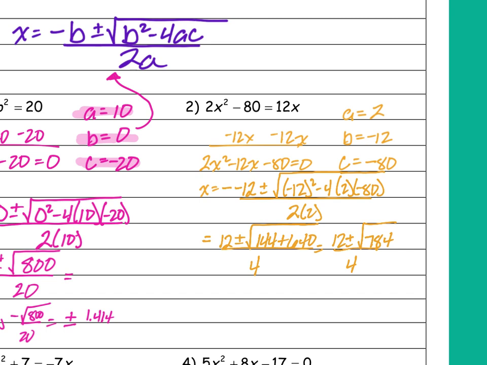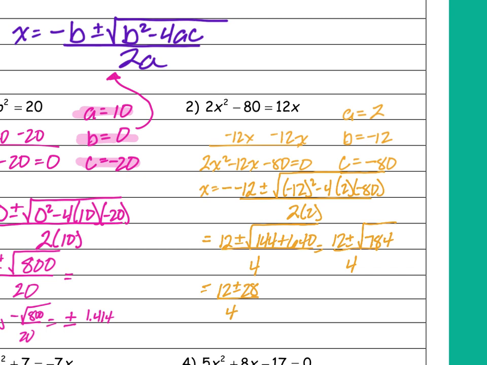Okay, so now it's a big square root, right? So the first thing I'm going to do is try and find out what the square root of 784 is. My calculator's not working on my phone, so let's go to Desmos. Square root 784. Oh, it's 28. Beautiful. So that's 12 plus or minus 28 divided by 4. So the square root of 784 is 28. That made it nice, right?